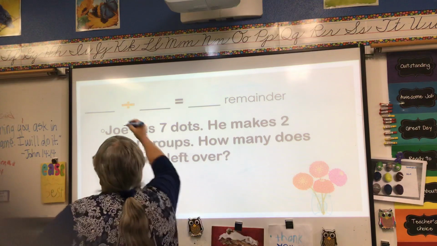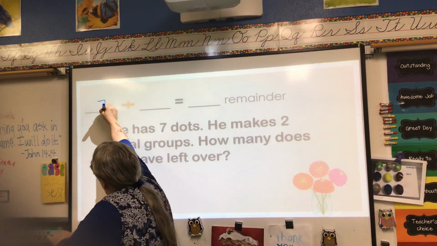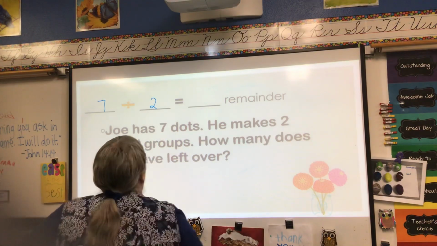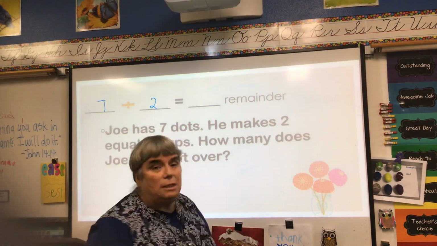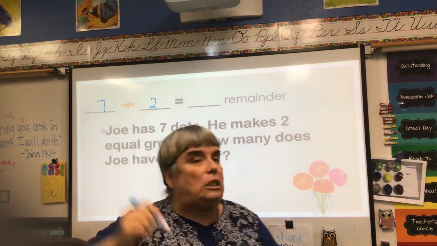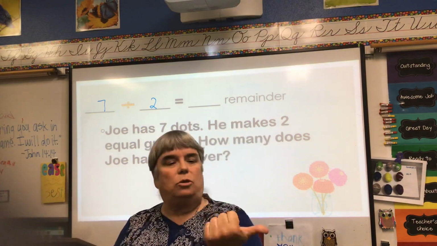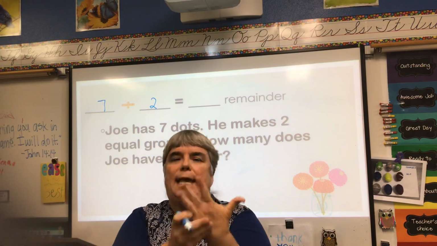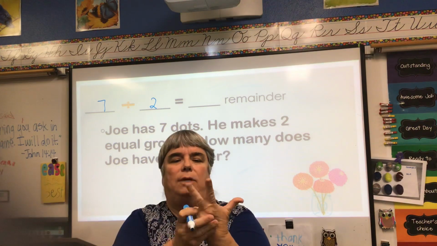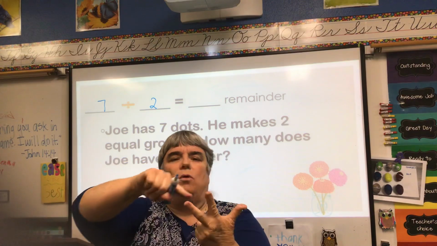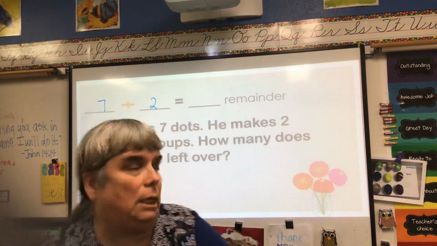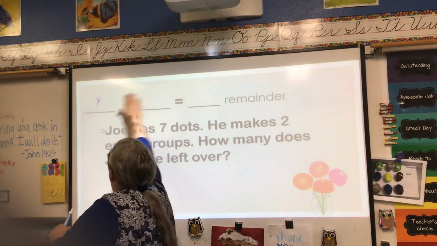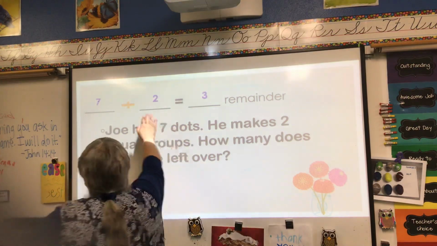Now Joe has 7 dots. And Joe separates them into 2 equal groups. So I'm going to skip count by 2, and I can't go over 7. So 2, 4, 6, 8. 8 is too much because that's bigger than 7. So I need to say 2, 4, 6. So that's 3. 7 divided by 2 is 3.